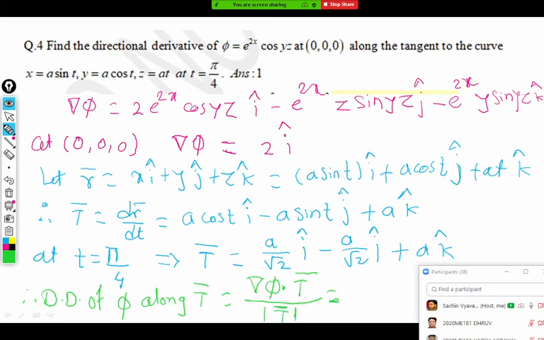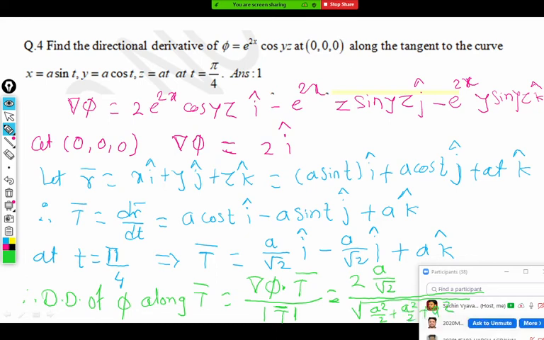But here, when you take del phi dot t bar, actually only a1 b1 is left. So it will be 2 into a by root 2, divided by, what is the magnitude now? Magnitude goes as the square root of a square by 2 plus a square by 2 plus a square.